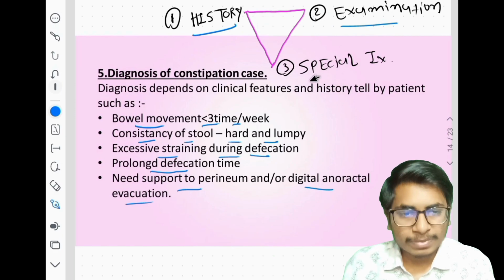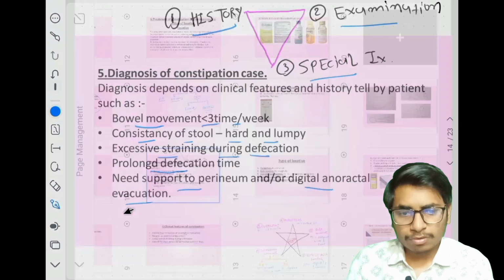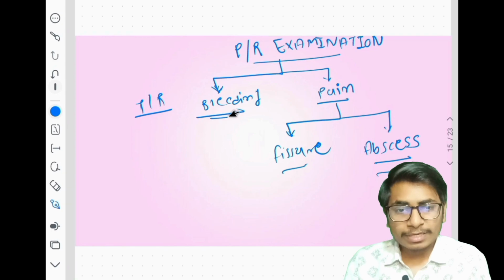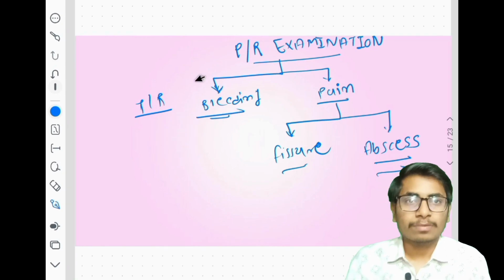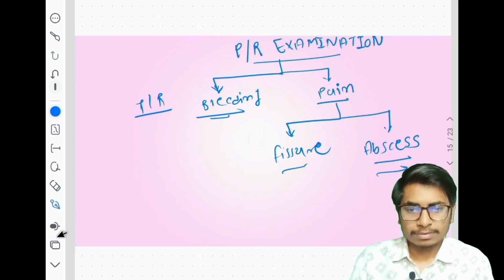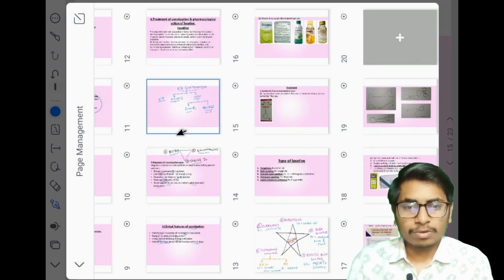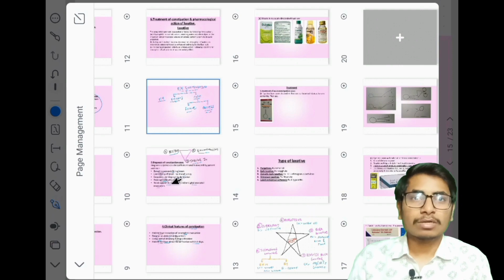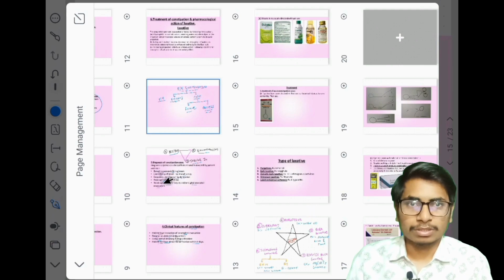Then we do some special investigation. In case of rectal bleeding, we can do sigmoidoscopy or colonoscopy, or we can also do some general routine examination or investigation.